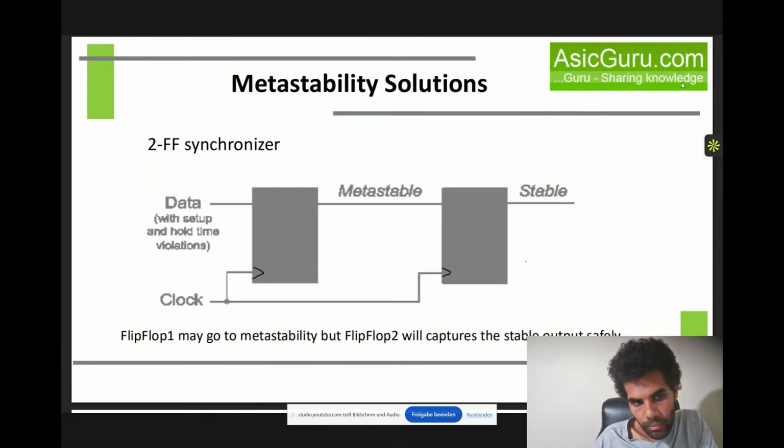Metastability solutions. We solve the metastability problem by passing the signal through a two flip-flop synchronizer. Now, what is a two flip-flop synchronizer? It consists of two D flip-flops. First, data is passed to the first D flip-flop, then to the second D flip-flop. Then we get the stable data. The first flip-flop may go metastable, but the second flip-flop will capture the stable output safely.